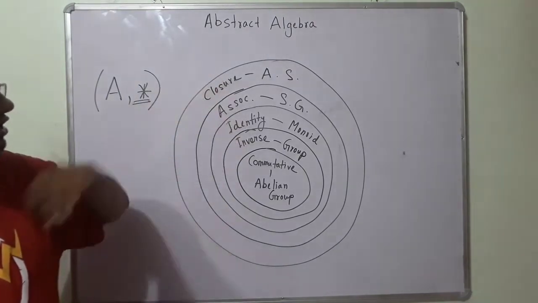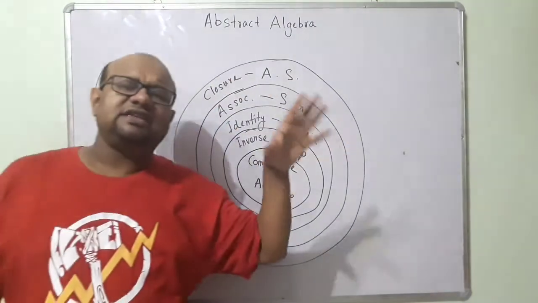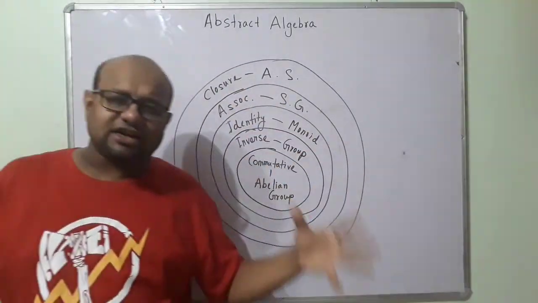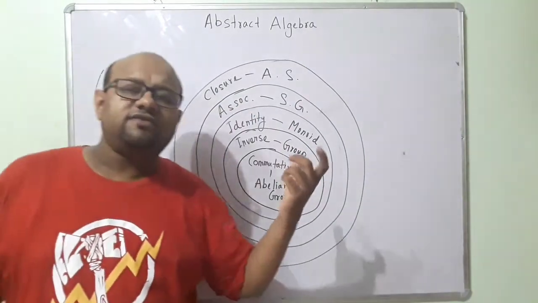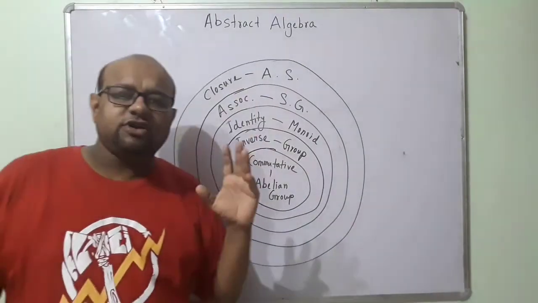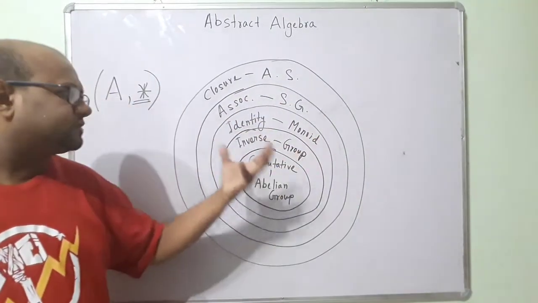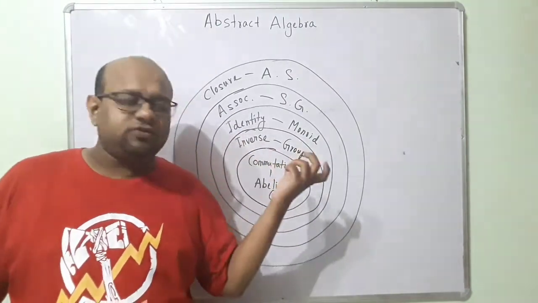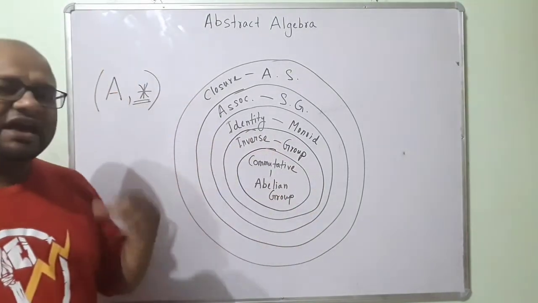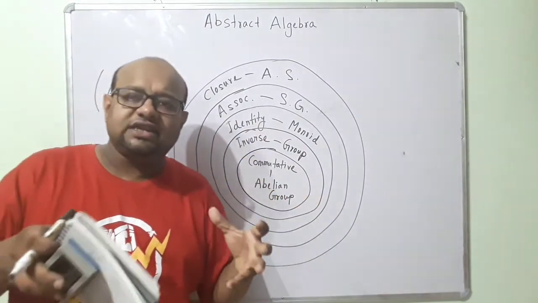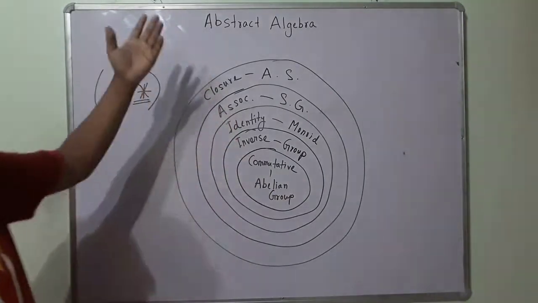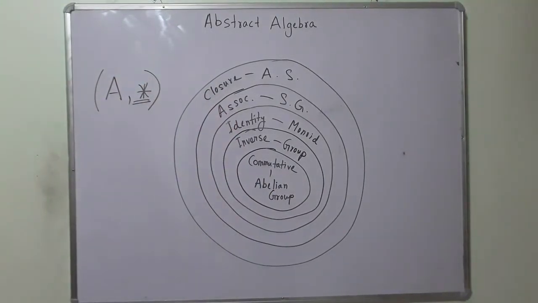So first, there will be several that are algebraic structures. Out of all these algebraic structures that are closed, several of them will satisfy the associativity property. Those will be semigroups. Out of all these semigroups, some will have identity, that will be monoids, and out of all these monoids, some will have inverse, that will be groups. And out of all these groups, some will follow the commutative property, that will be abelian groups. Okay, so this is what we have.